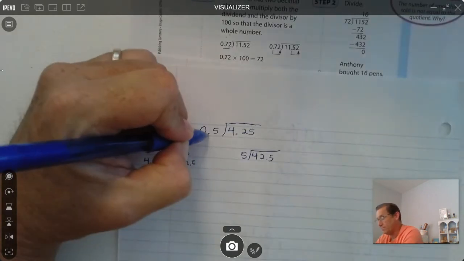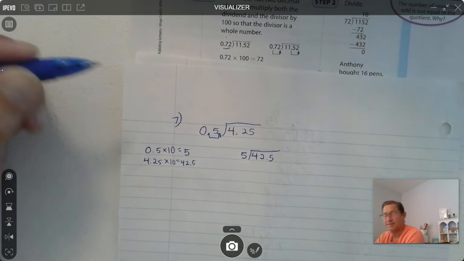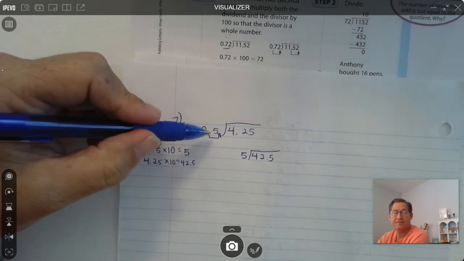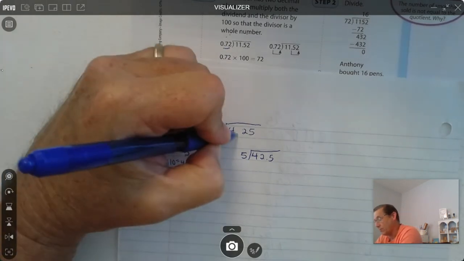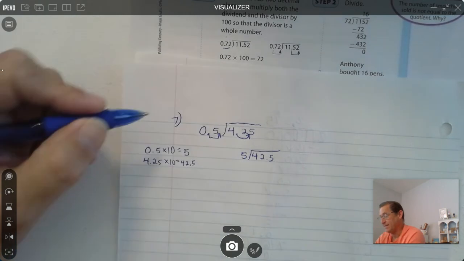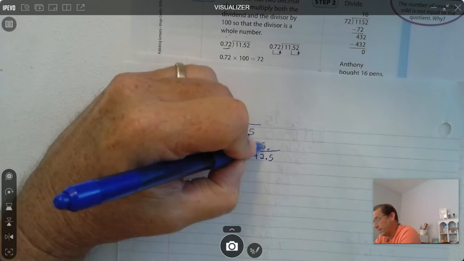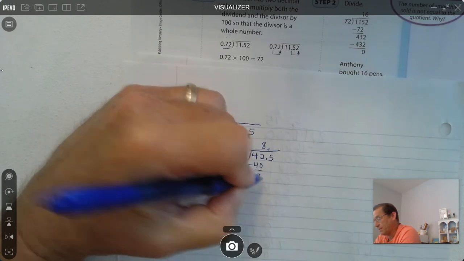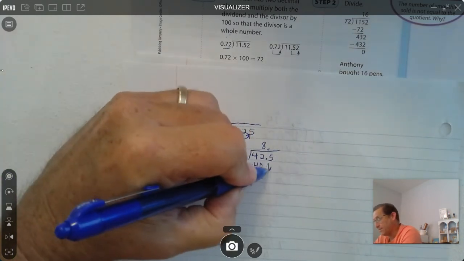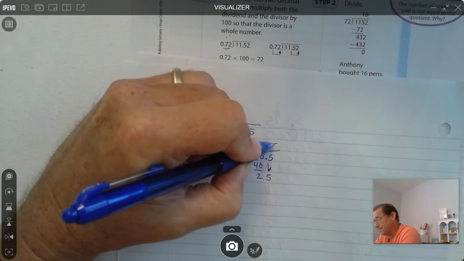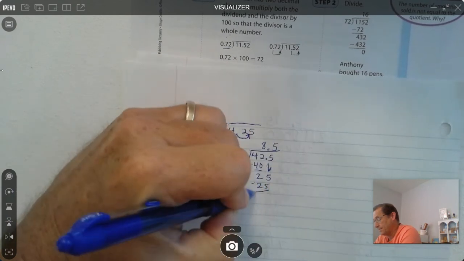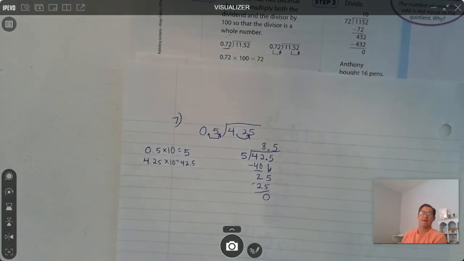All we did was move the decimal point one place to the right in the divisor and one place to the right in the dividend. So 8 times 5 is 40. Subtract, we get 2. Bring down the 5 tenths. And we get 8 and 5 tenths.